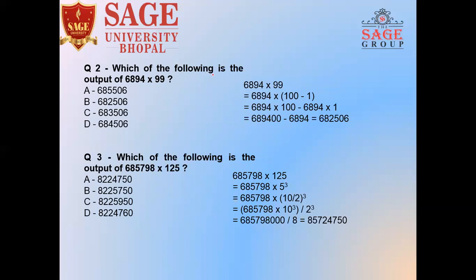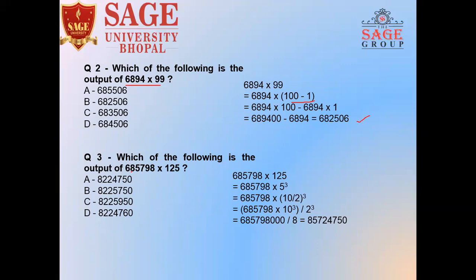Question number 2. Which of the following is the output of 6894 into 99? While calculating this, break 99 into 100 minus 1. Calculate 6894 into 100 minus 6894 into 1. So the answer is 682506.